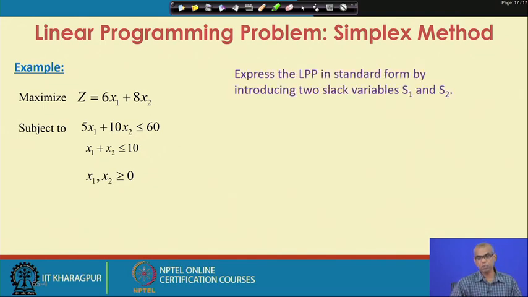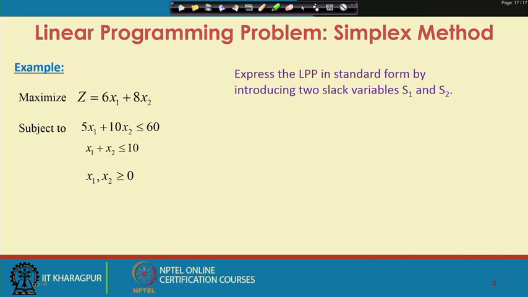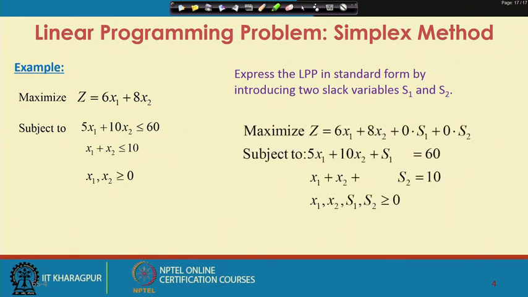So, you have to express the linear programming problem in standard form by introducing two slack variables S1 and S2, because we have two less or equal to type inequality constraints. So, we have to add two slack variables S1 and S2 which are greater or equal to 0 to make them equal to right hand side. So, we add S1 and S2, and rewrite the constraints as 5x1 plus 10x2 plus S1 equal to 60, x1 plus x2 plus S2 equal to 10.